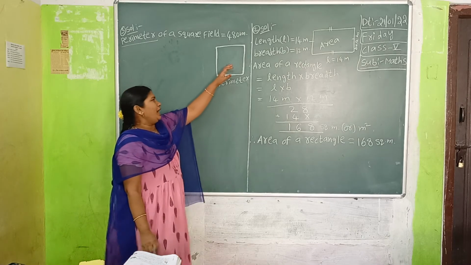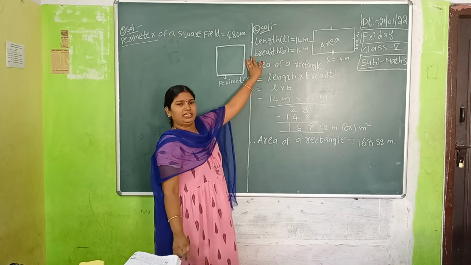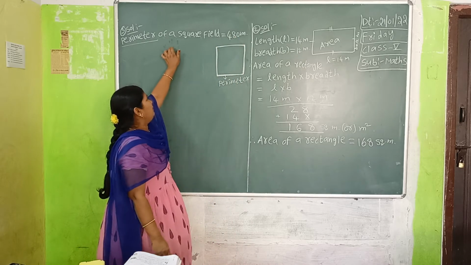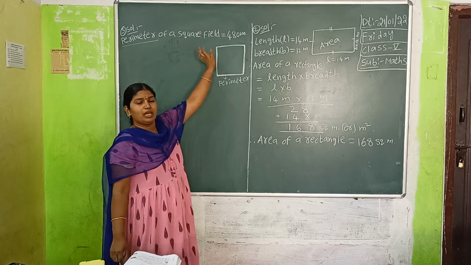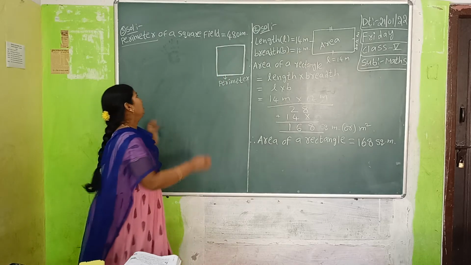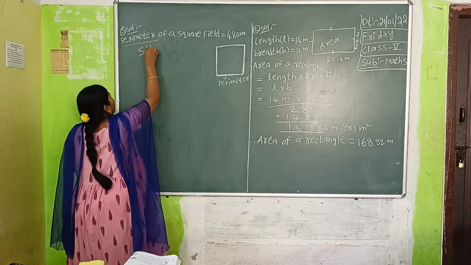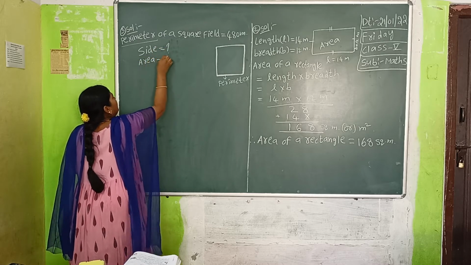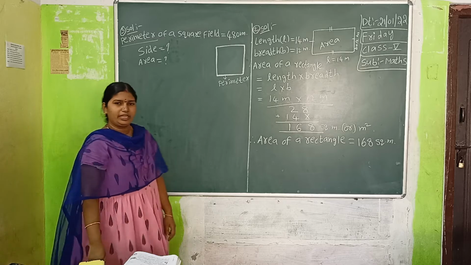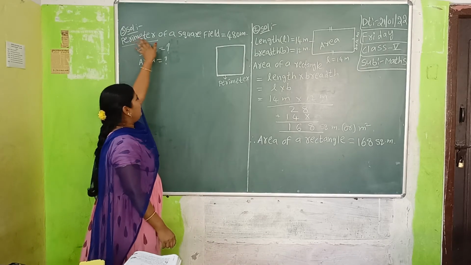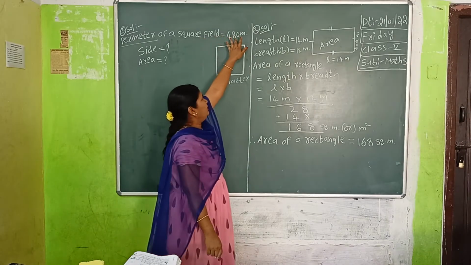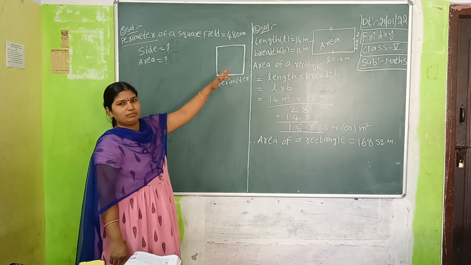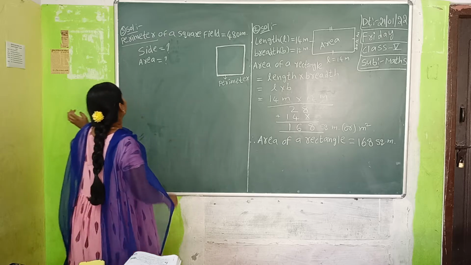Okay. If you find one side, you are getting all the sides in total. Now using the perimeter of a square field formula, you have to find the side. Side equals question mark. And area also you have to find. Area also question mark. Okay. Now perimeter of a square field is 480 meters. Using this, write out the formula. Apply the number in the formula and find the side.